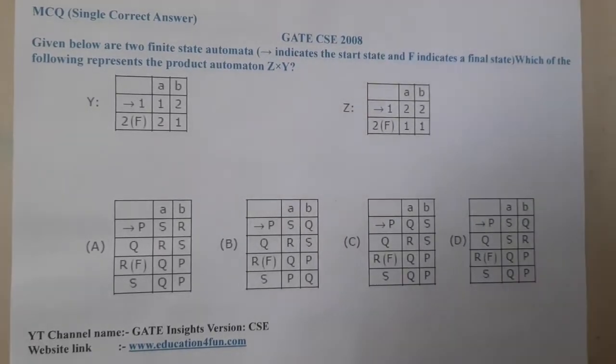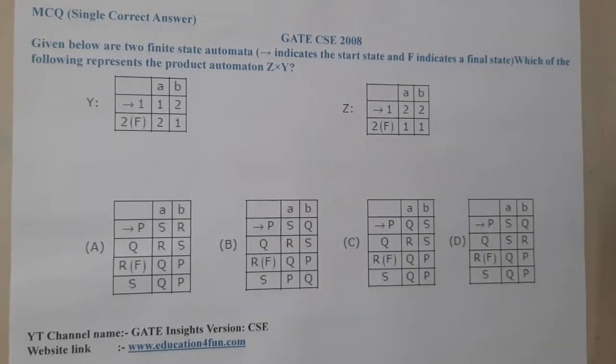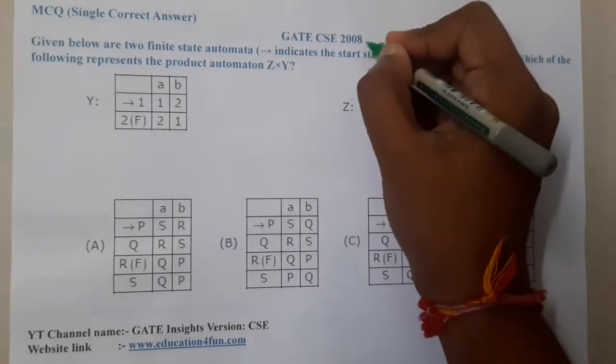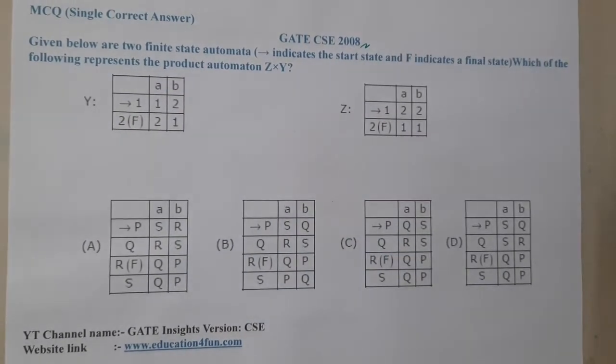In this lecture, let us go through the next question. This question belongs to GATE CSE 2008. The given question is: given below are two finite state machines. S indicates the start symbol and F indicates the final state. Which one of the following represents Z cross XY?